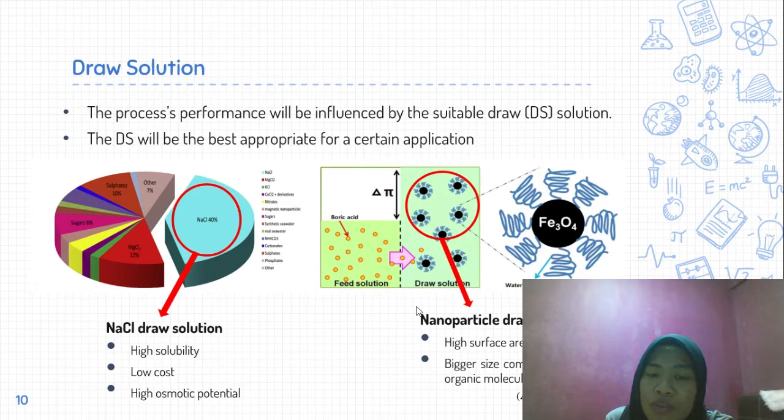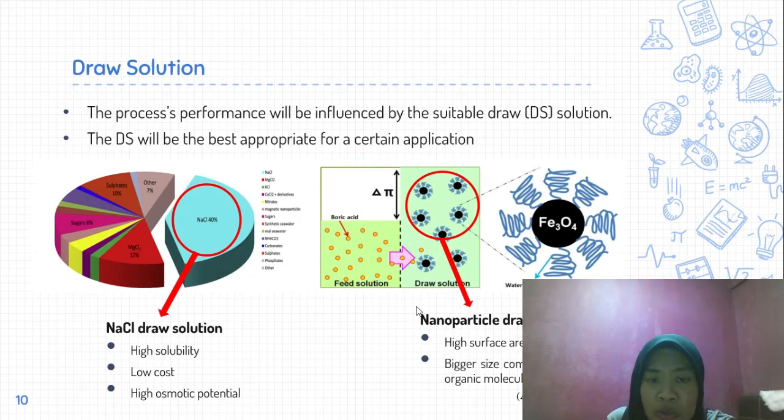The performance of the process will not only depend on the material, but it will greatly depend on the selection of the suitable DS as the main source of the driving force. So the DS will be best appropriate for a certain application. As we can observe in the figure on the right side, NaCl appears to be the most employed DS due to its high solubility, but also its low cost and relatively high osmotic potential.